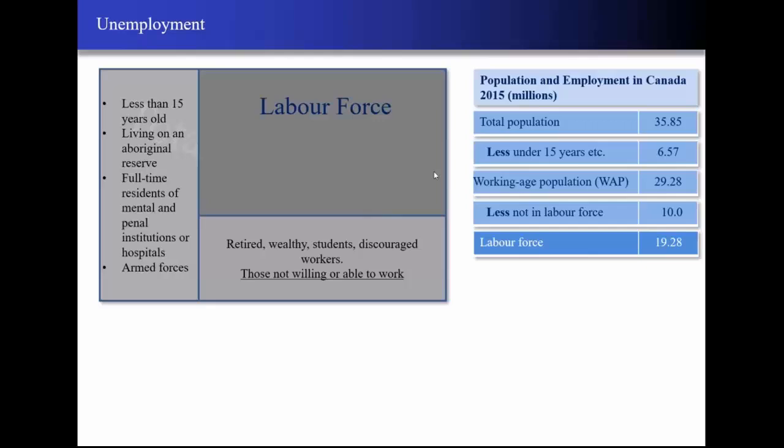Maybe they're on social assistance or living at home in their parents' basement. Someone who is disabled would also be in this category because they're not able to work. They may want to work, but they're not able to. So once we remove these people, the labor force in Canada in 2015 was 19.28 million.